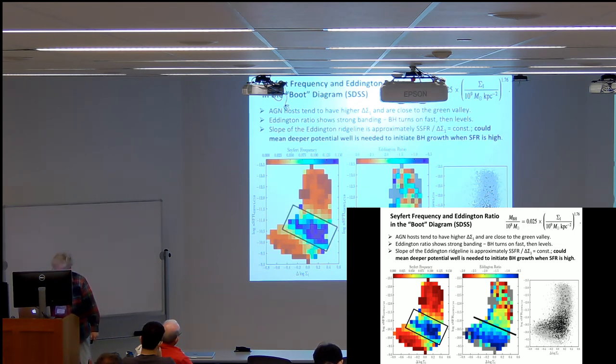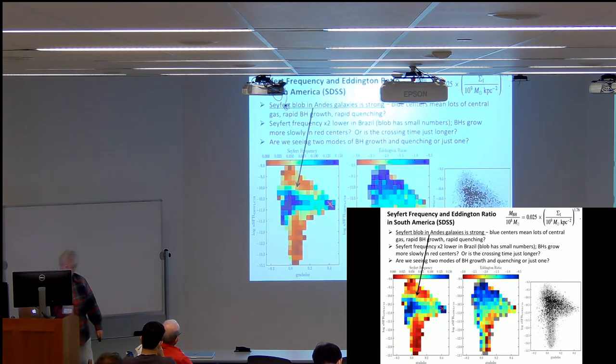And our last picture here is the location of the AGNs in the South America diagram. At first glance, these are the Andes galaxies quenching from outside in. Their centers are full of gas, and they have many active AGNs. This is Brazil over here, and it looks as though the frequency is lower.